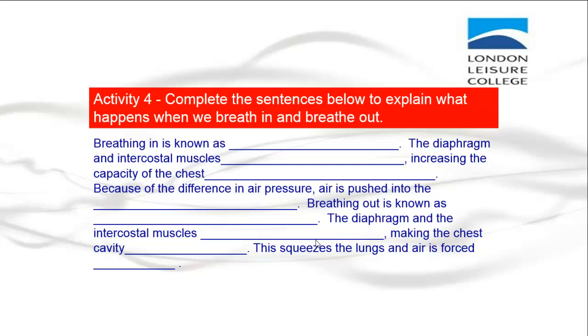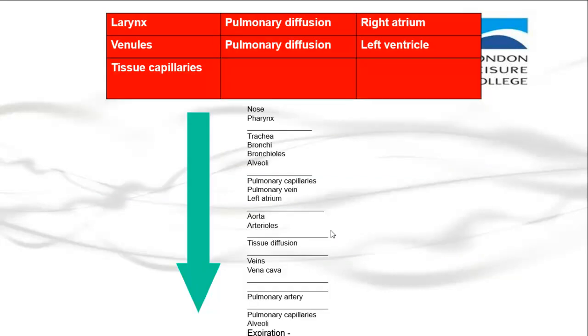Here's the activity. Complete the sentence below to explain what happens when we breathe in and out. Okay, so hopefully you'll be able to pause the video and complete this activity. And again, using these words here, larynx, venules, tissue, capillaries, pulmonary diffusion, right atrium and left ventricle, you'll be able to complete the passage of air as it goes through the respiratory system.